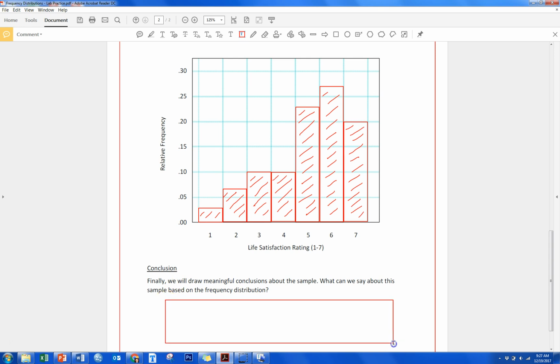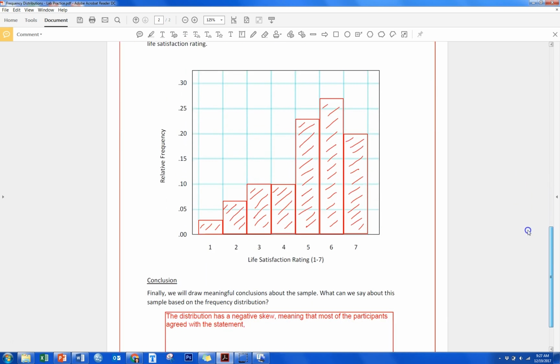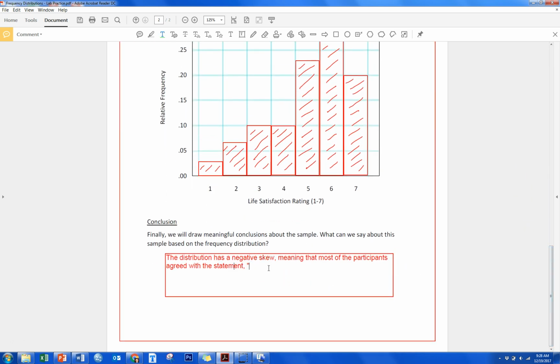So let's talk about the skew of the distribution. The distribution has a negative skew. Another way of talking about skewed left is to say it has a negative skew. If it were low on this end and the tail were on the right, it would be a positive skew. So the distribution has a negative skew. And what does that mean? Meaning that most of the participants agreed with the statement. And what was the statement we're talking about? I am satisfied with my life.